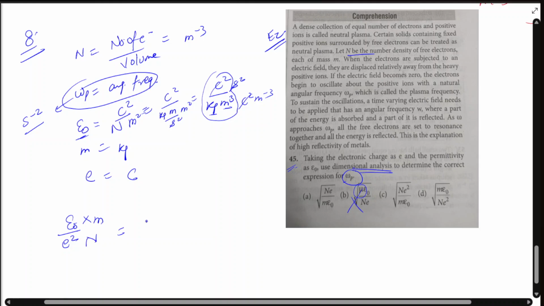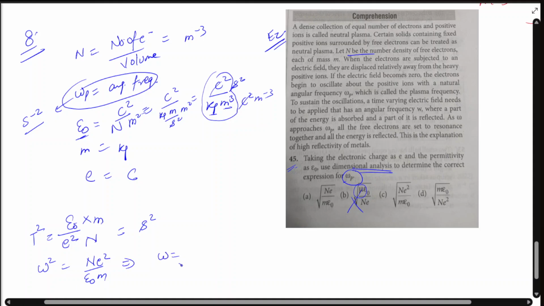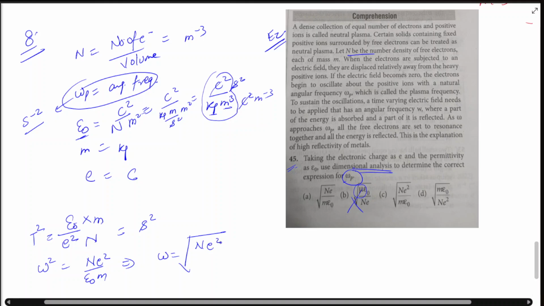What we will get here is second square, but this is a unit of time, so I have to make it inverse. So it's a t square, and omega square will be what? n e square upon epsilon naught m. So simply omega will come out to be root of n e square divided by epsilon naught m.